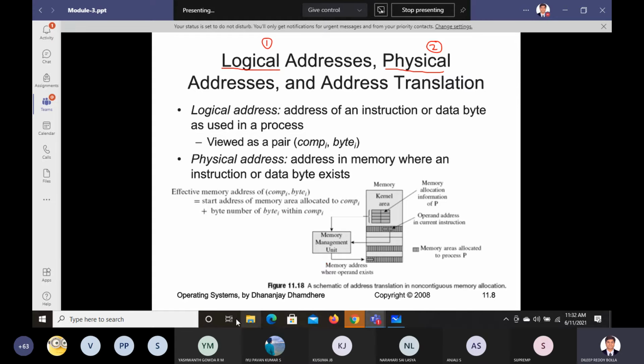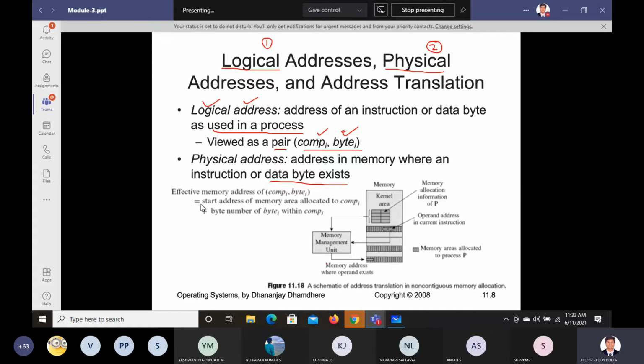If you look at this one here, the logical address is the address for an instruction or data byte used in a process. So whatever address we use in a process is a logical address, used as a pair, and it is expressed in this format. What about the physical address? The physical address is the address in memory where the instructions or data bytes exist. Where exactly the data bytes exist, we call it this way.